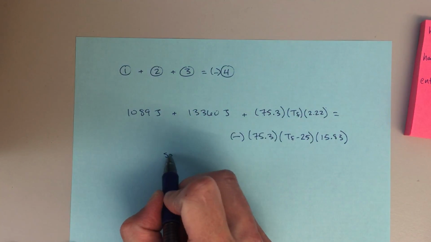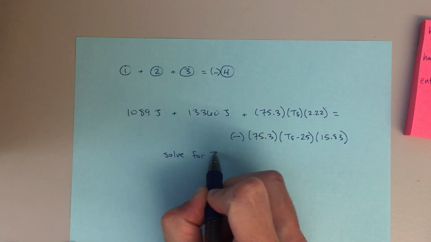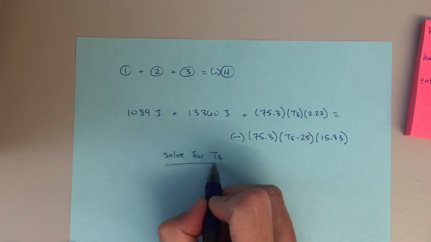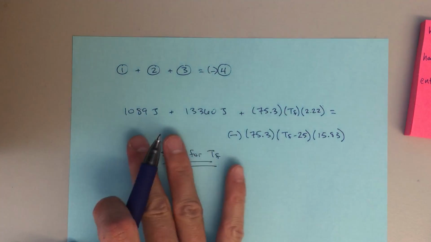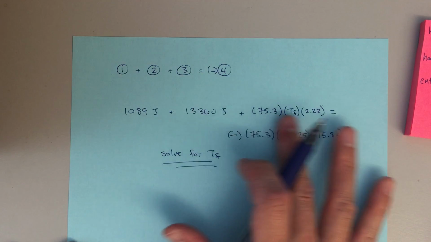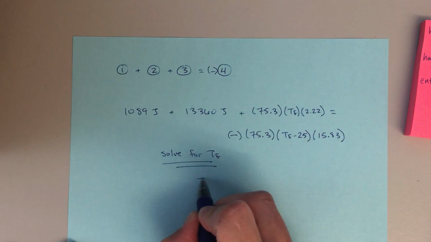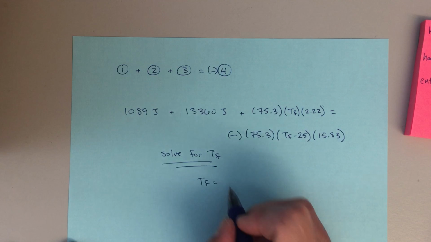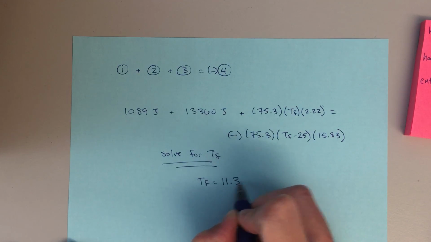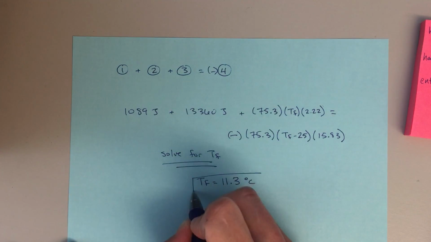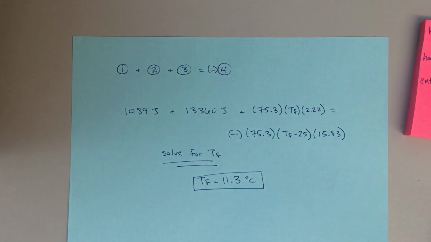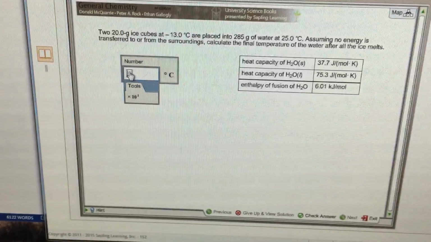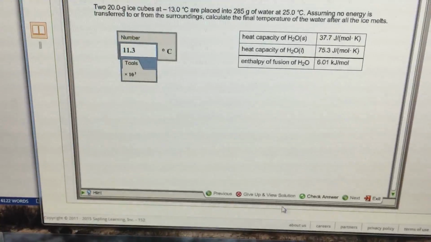Now I'm going to solve for T final. This is a bunch of algebra. I'm not going to show it on this video, but basically, group these things together, multiply this out. You should get a value for this, using my numbers, of T final equals 11.3 degrees Celsius. So that is my final answer for this problem. So why don't we plug it into Sapling and see what happens.